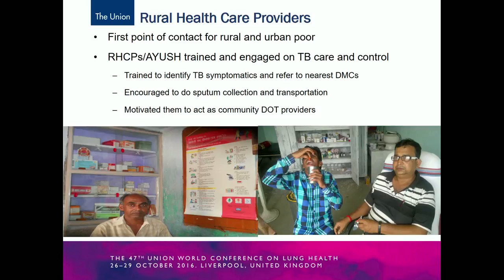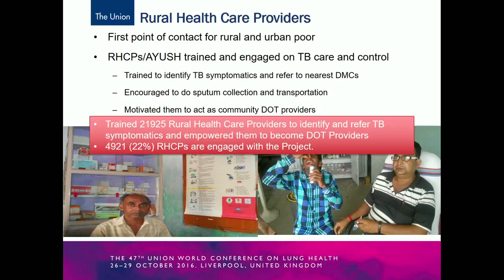So what we tried to do through this project, we sensitized these rural healthcare providers on TB care and control. We trained them to identify the TB symptomatics and refer them to the nearest diagnostic microscopy centers. We also encouraged them to do the sputum collection and transportation for those patients who cannot access the health facility. So many of the rural healthcare providers are also acting as DOT providers. Once the TB patients are identified, they are put on treatment by the National Control Program. So these RHCPs provide the DOT treatment.